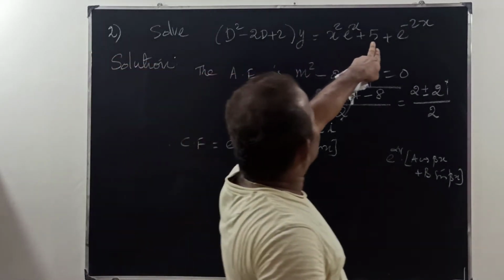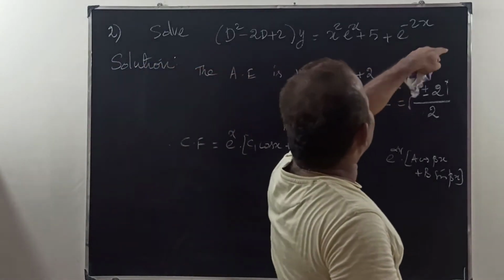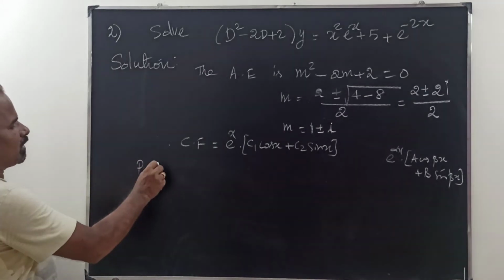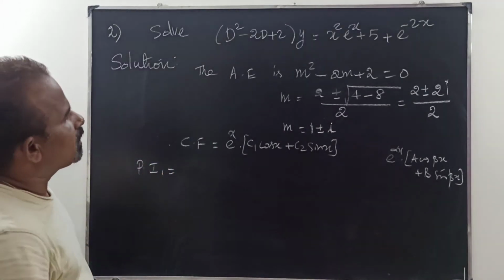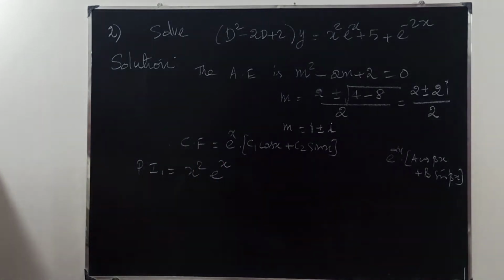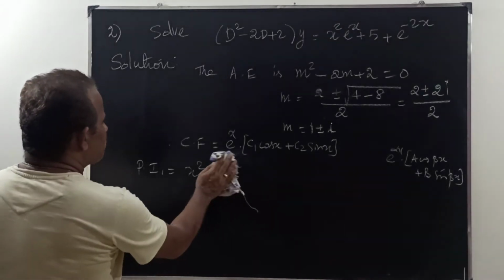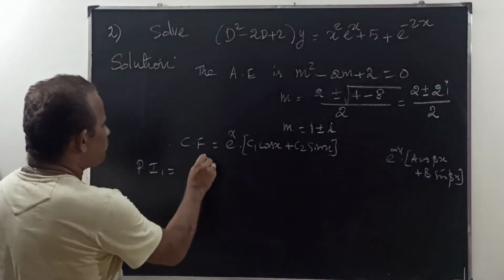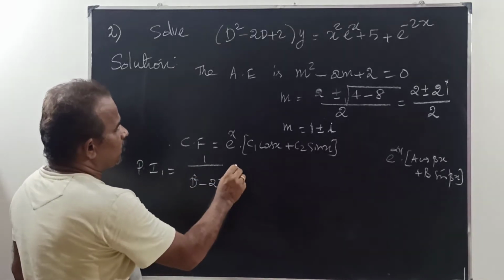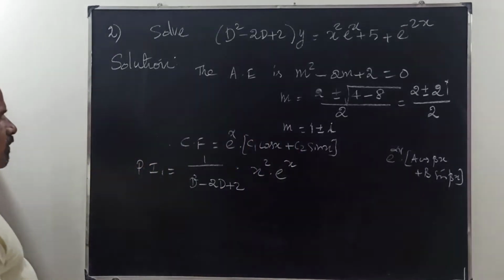So here, for the particular integral, we divide this into 3. Particular integral 1, particular integral 2, particular integral 3. Particular integral 1 is equal to x squared e power x. Okay. So therefore I can write particular integral 1 is equal to 1 by D square minus 2D plus 2 into x squared into e power x.